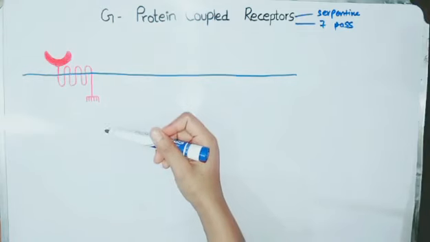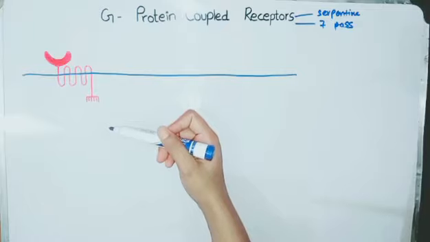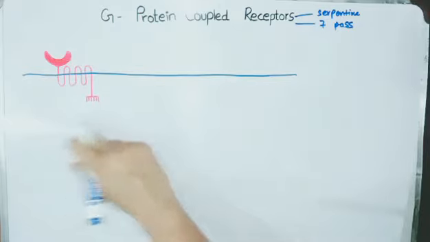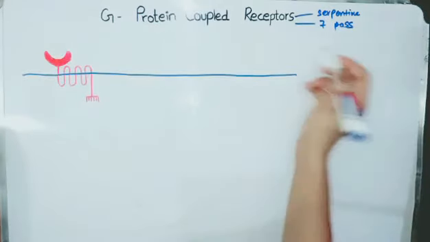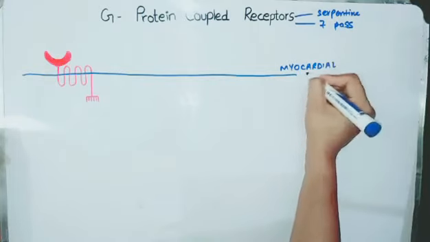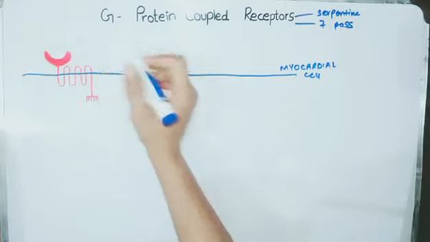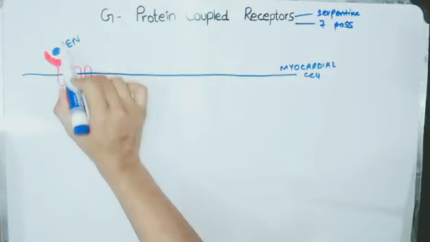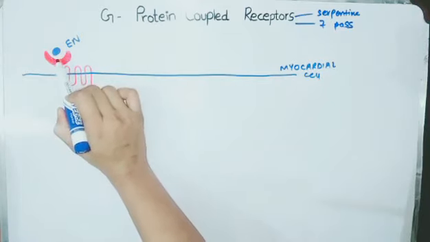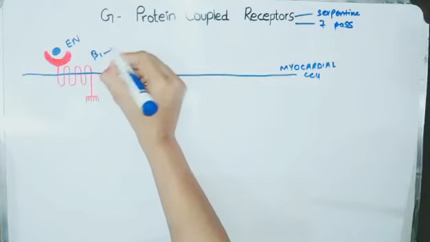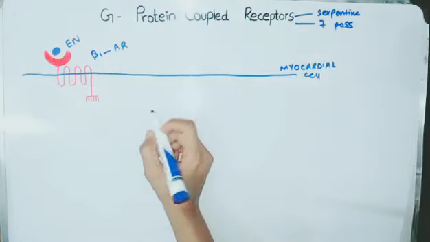this receptor. Now if we talk about how these receptors basically work, we assume that this receptor is present in the plasma membrane of a cell, and we assume that this is a myocardial cell. And our ligand here is, let's say, epinephrine, and it is binding to this ligand binding domain. And let's say that this G protein coupled receptor here is beta 1 adrenergic receptor.